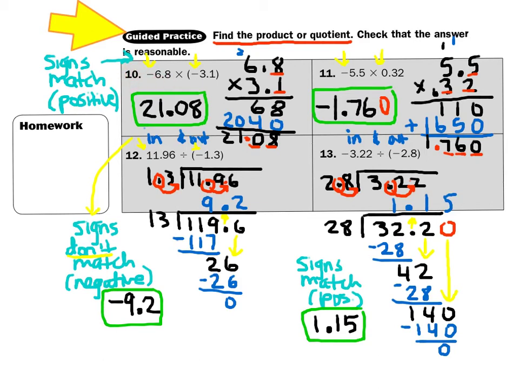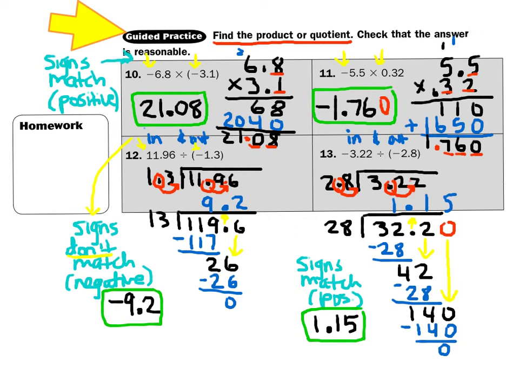It's negative 6.8 times negative 3.1. Okay, so I'm just going to multiply first and then decide about my answer at the end. So I'm going to put the 6.8 on top, the 3.1 down below, and I multiply. 1 times 8 is 8, 1 times 6 is 6. I put that 0 and I get ready to multiply the 3. 3 times 8 is 24, and I carry the 2. 3 times 6 is 18, plus 2 is 20. And now I add 8 plus 0 is 8, 6 plus 4 is 10, and I carry the 1. 1 plus 0 is 1, and I bring down the 2.